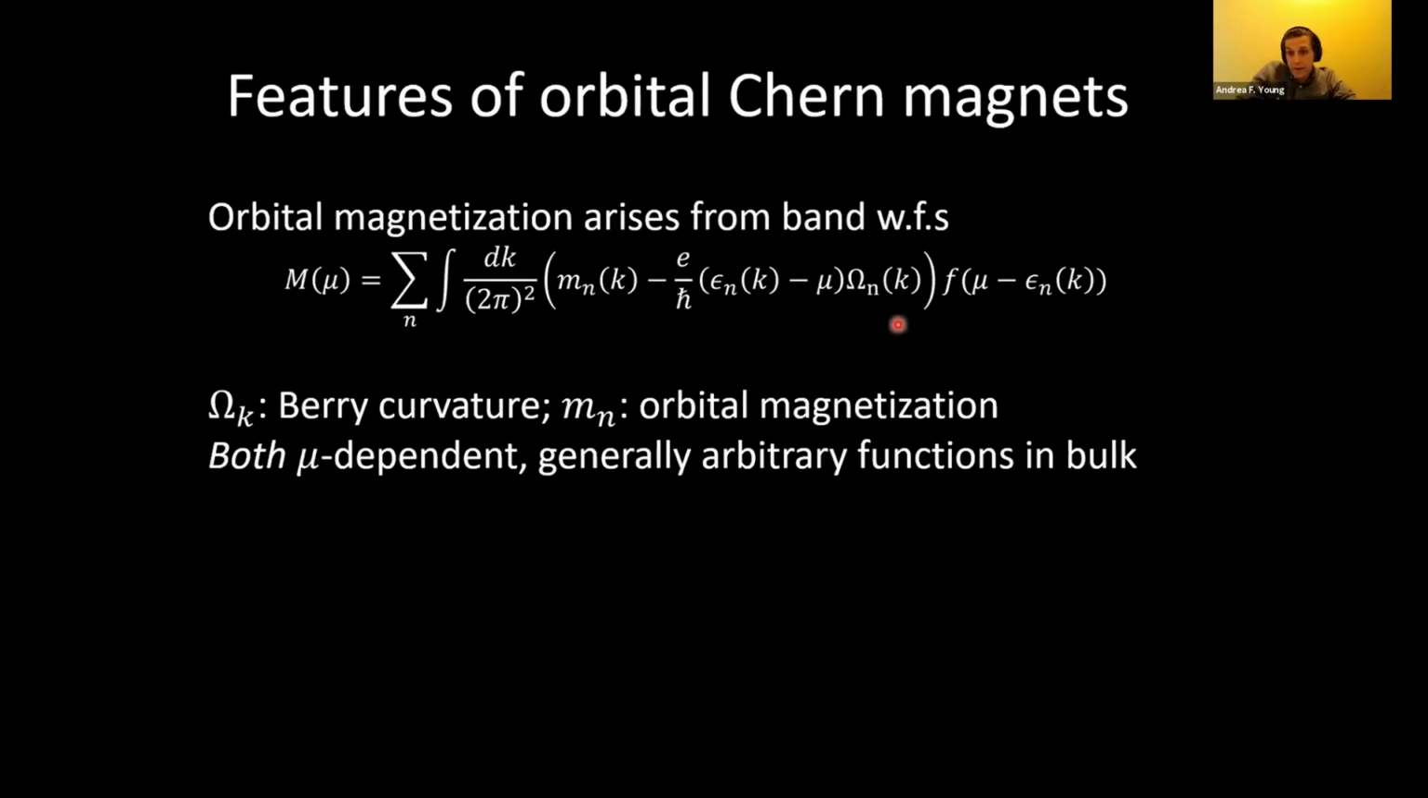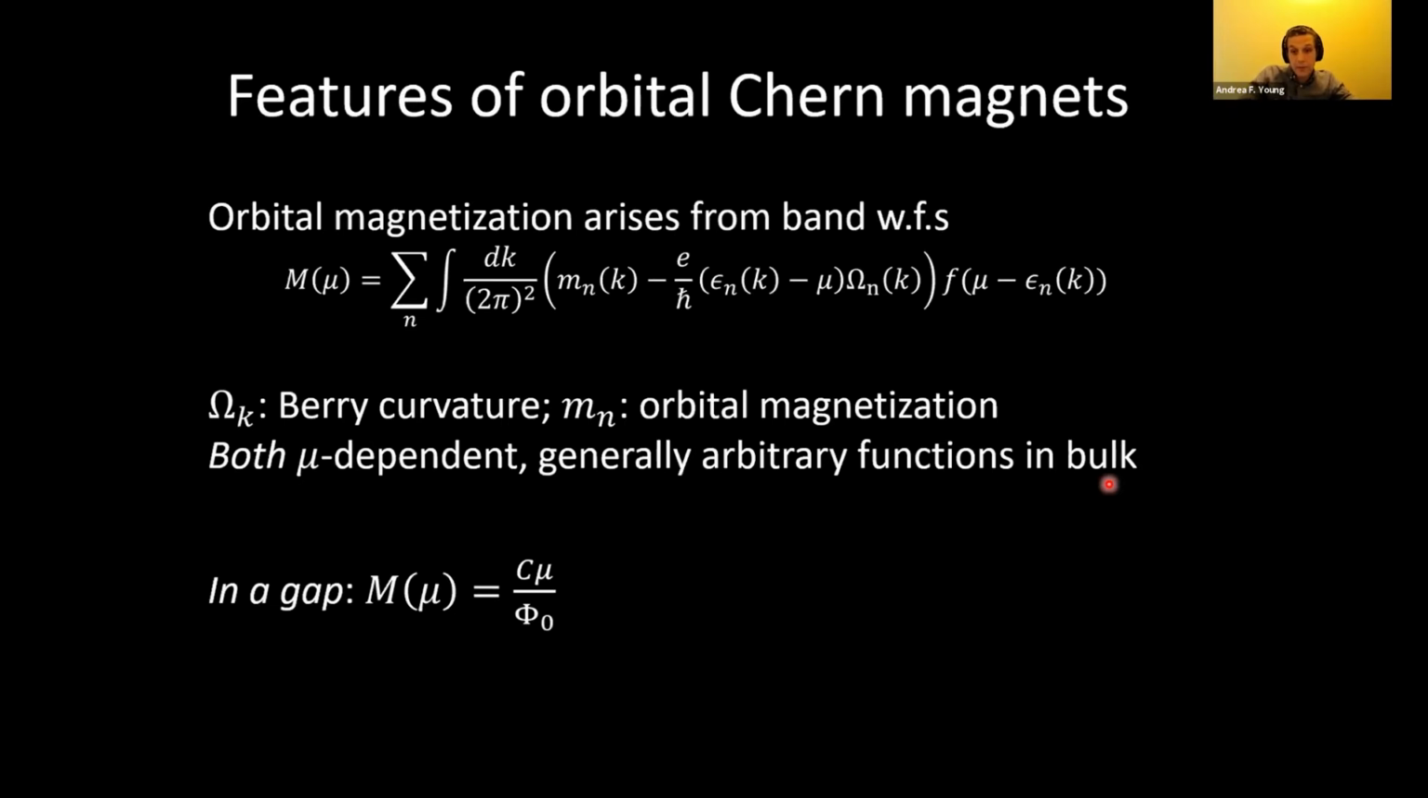Generally, it's a function of the chemical potential. As you fill these states, you're going to fill different Bloch states, and then the total sum of this orbital magnetization is going to change. And that can be an arbitrary function. Nothing says it should be positive or negative or anything like that. It just depends on the Bloch states.